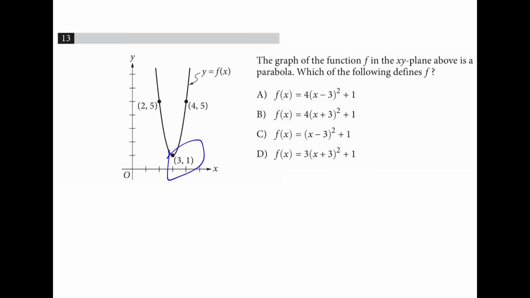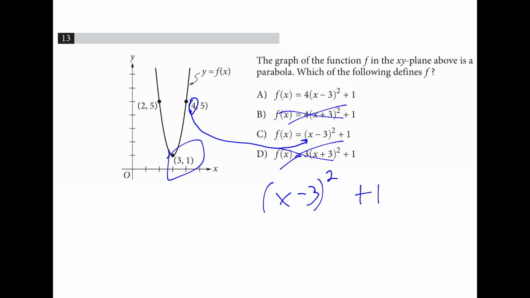The vertex is (3, 1). So the ones that have (x - 3) squared plus 1, any of those could be the vertex. So it's either going to be A or D. Let's try plugging a point in. If x is 4, 4 minus 3 is 1. 1 squared plus 1. Do you get 5? Nope. So it's A.